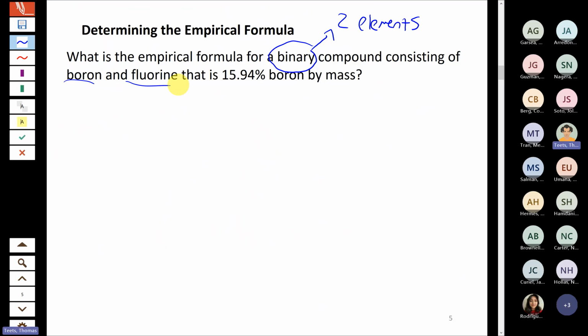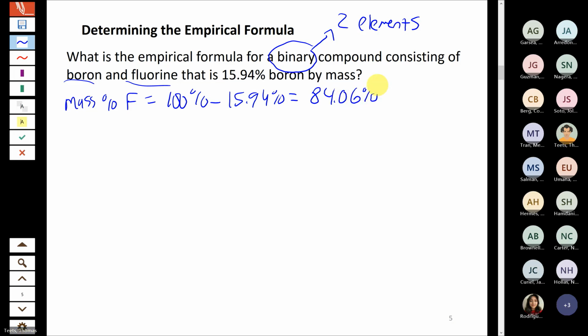And we're given just the mass percent of boron is all we have. So what we need is also the mass percent of fluorine. We should recognize from the law of conservation of mass, from things we learned a long time ago, that the sum of the mass percents of the elements should equal 100. So if we know that boron is 15.94%, the rest of that 100% would be fluorine. So we can get that very easily by subtraction. Mass percent of fluorine is going to be 100% minus the mass percent that we have for boron. So it comes out to 84.06%.